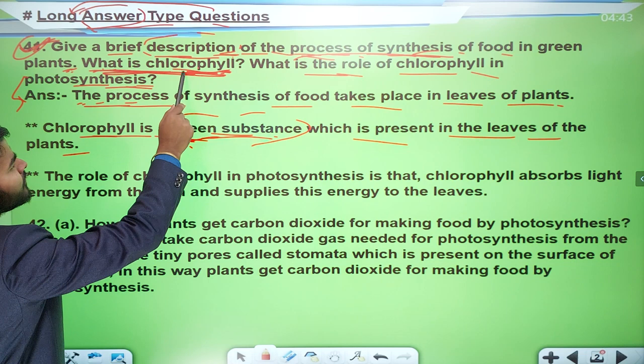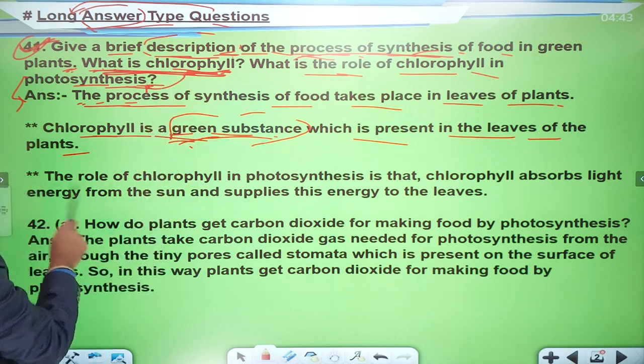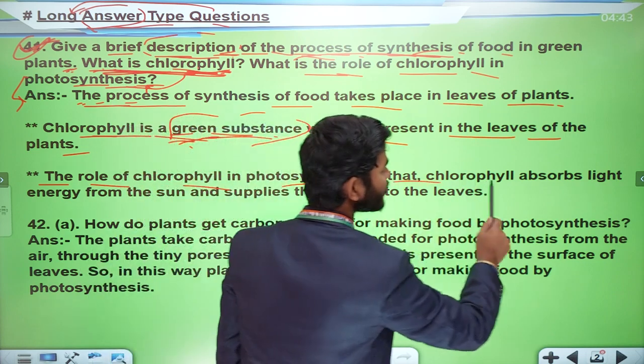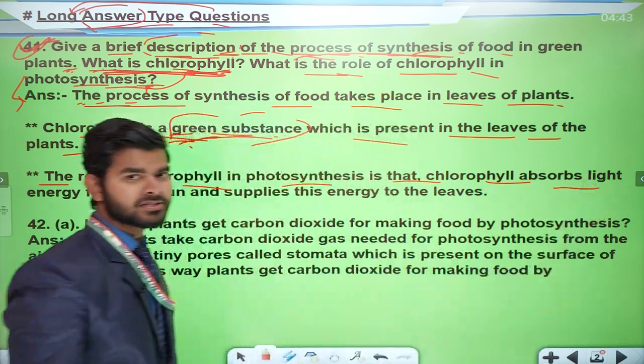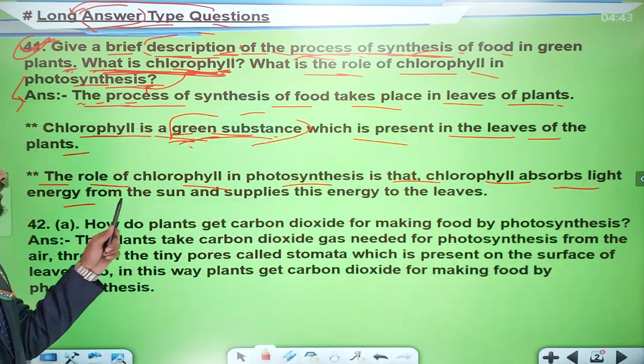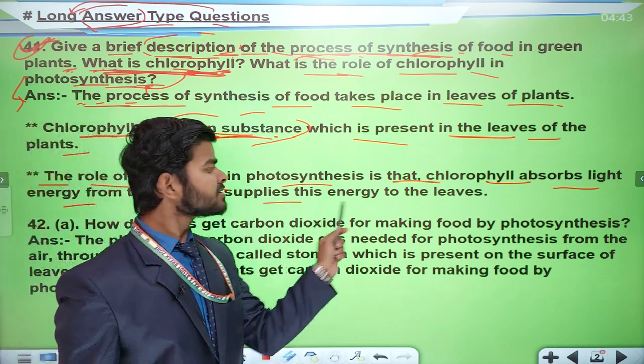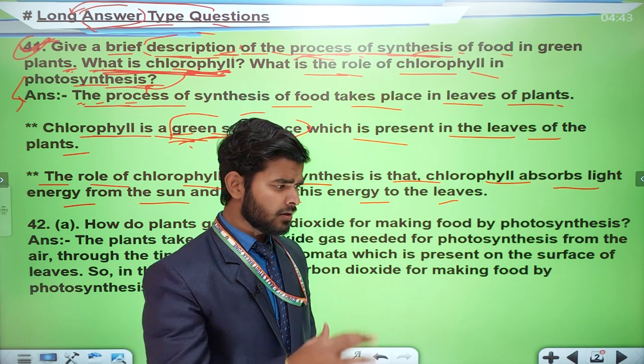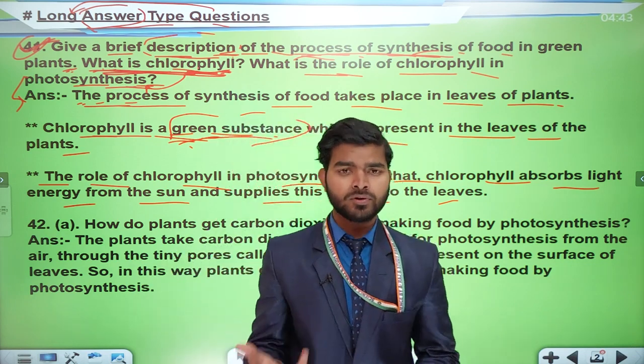Next one, what is the role of chlorophyll in photosynthesis? I'm writing, the role of chlorophyll in photosynthesis is that chlorophyll absorbs light energy from the sun and supplies this energy to the leaves in order to carry out the process of photosynthesis.